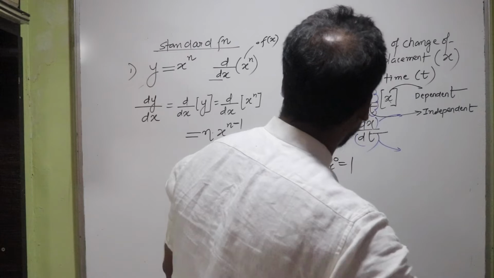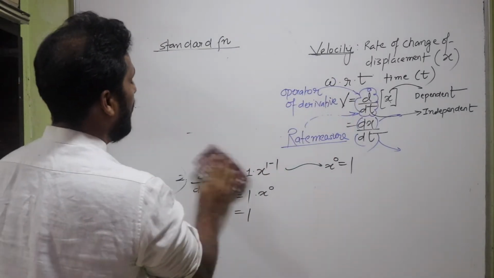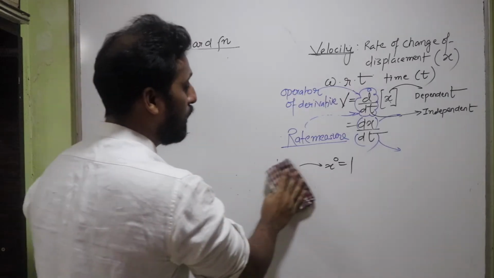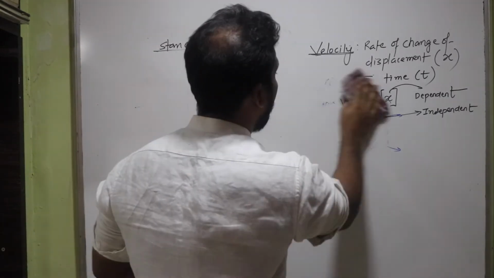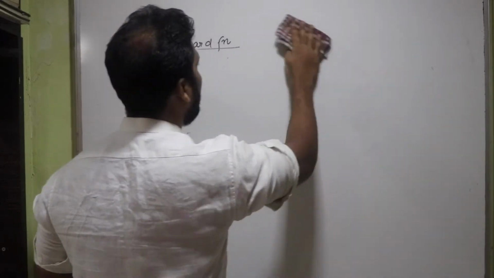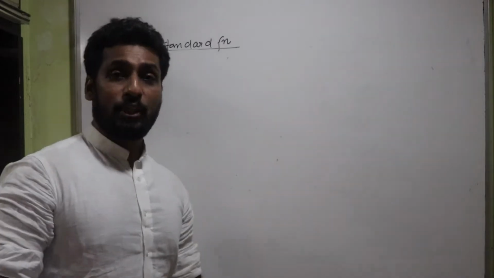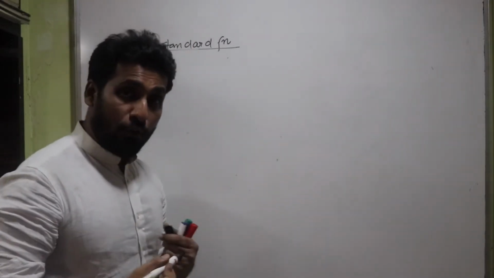Likewise, if I move ahead to the next function, so that was x raised to n. If I move ahead to the next function, let us say root of x. So now you know the basic concept of derivative. So I'm going to wipe out all the things from here. So we have seen the first formula, x raised to n. Then we have seen the derivative of x.